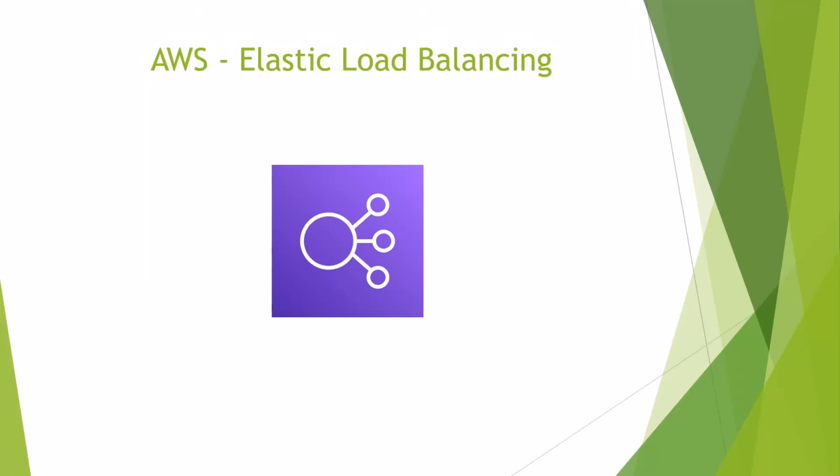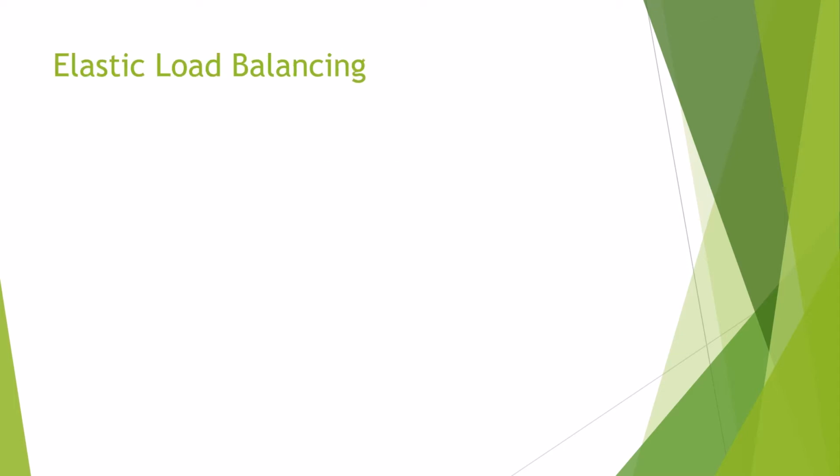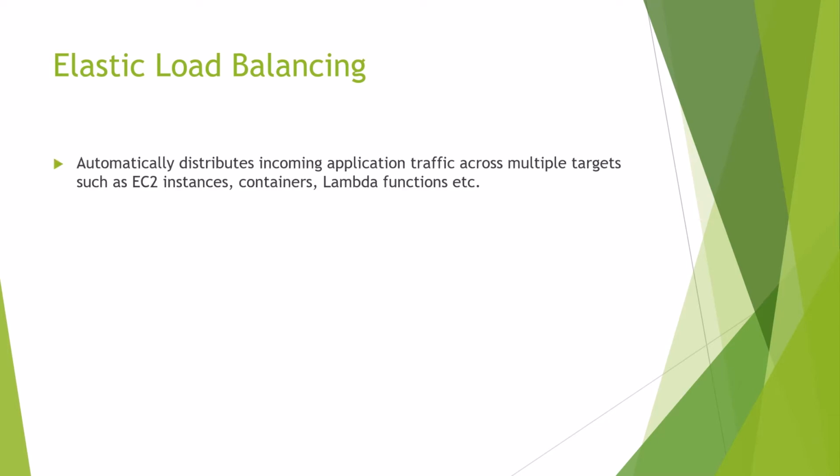Hi everyone. In this video we're going to talk about elastic load balancing in AWS and the different options we have. So first of all, what is elastic load balancing or a load balancer for that matter? A load balancer can automatically distribute incoming application traffic across multiple targets, which can be your EC2 instances, Lambda functions, your containers, or even IP addresses.